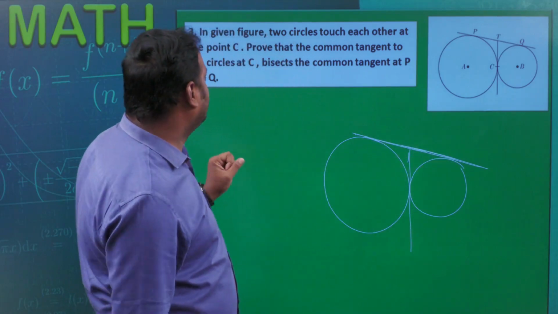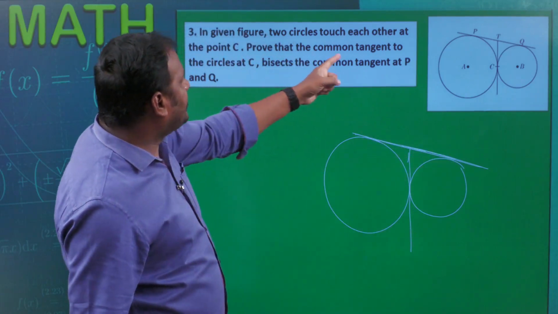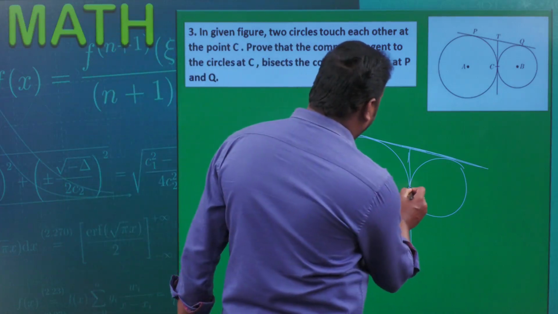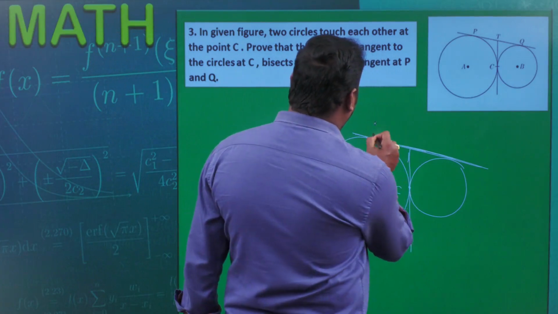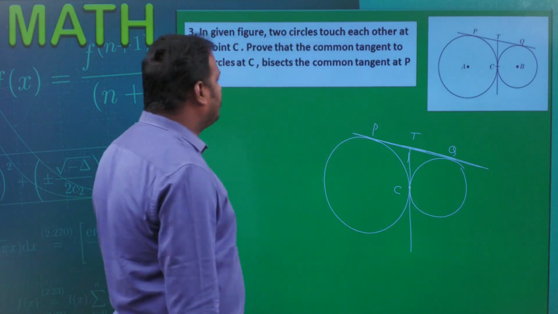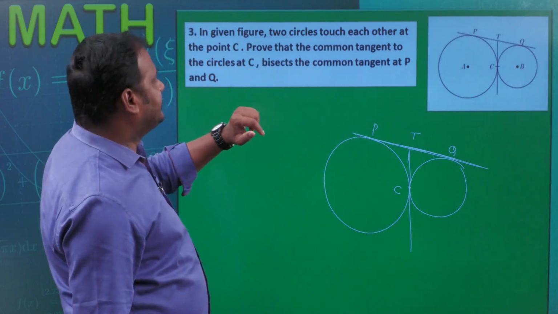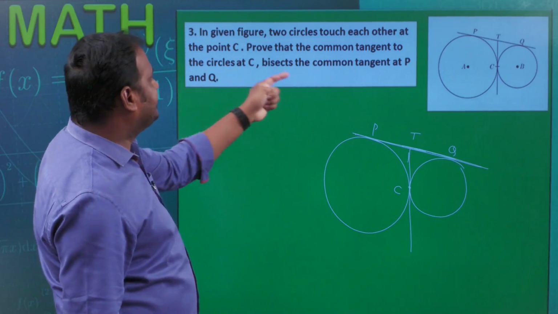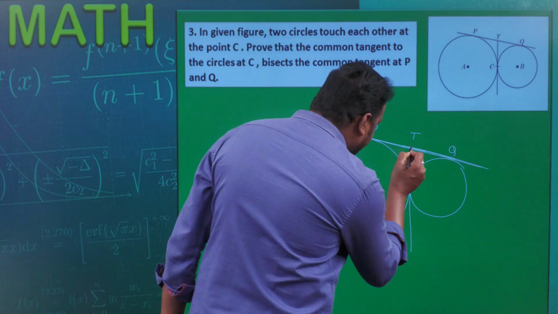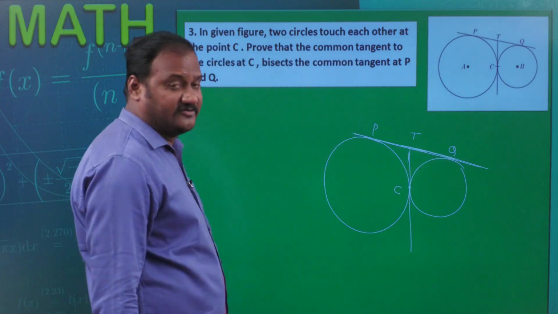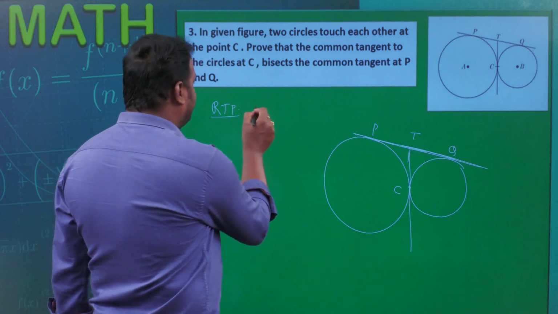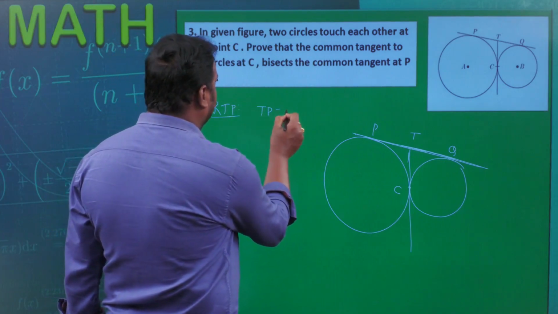Okay. Now here the problem is, prove that the common tangent to the circles at C, where is that C? This is C. Okay. And this is common tangent PQ, and this point is given T. So now you will have to prove that the common tangent at C bisects the common tangent PQ. What do you mean by that? You need to prove that PT is equal to TQ. That is what is your RTP. RTP is TP is equal to TQ.